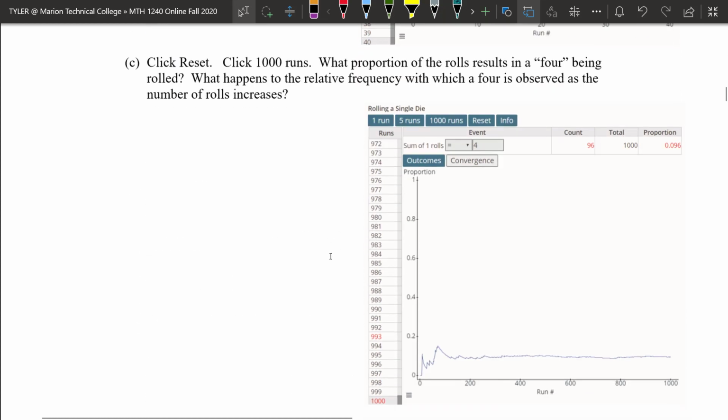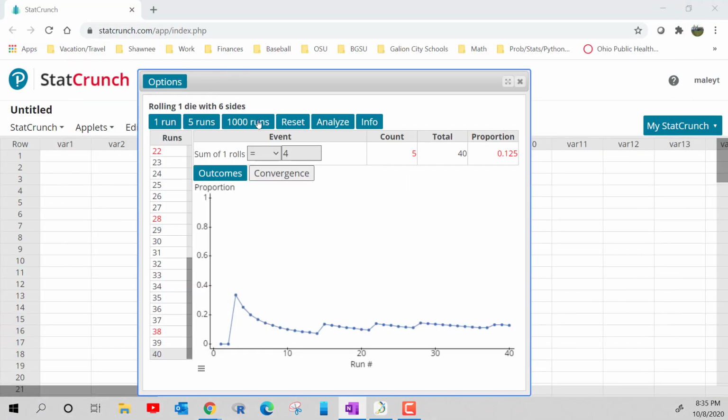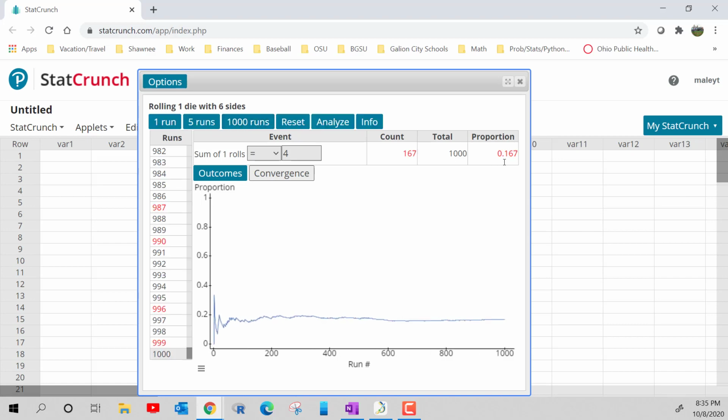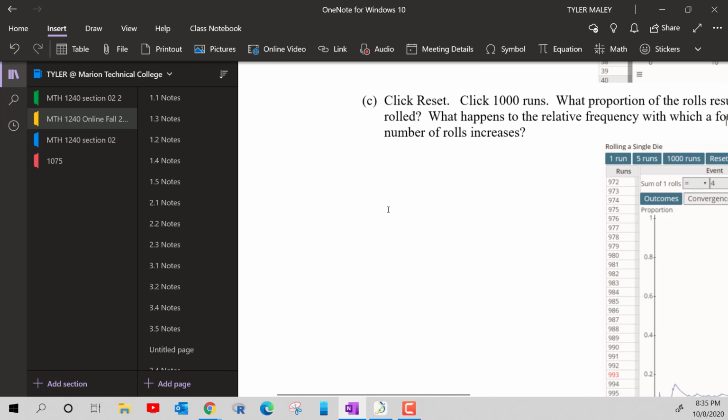Then part C says to click reset and then click 1,000 runs, which is what we want to do next. So I'm going to click reset and then click 1,000 runs, and the proportion we get is 0.167.